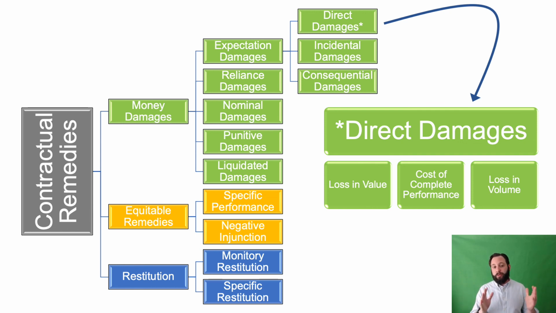In addition to loss in value as a measure of direct damages, we also need to incorporate incidental and consequential, collectively known as indirect damages, into our total measure of expectation damages. But that's for another time. Hopefully this has been helpful in teaching you how to calculate loss in value direct damages.